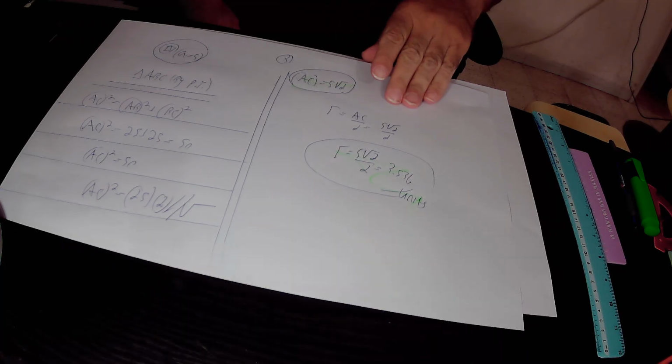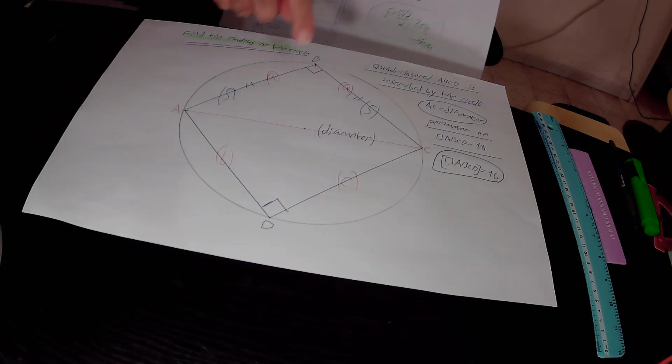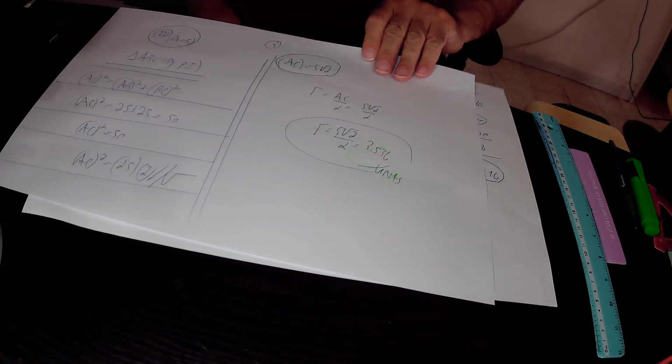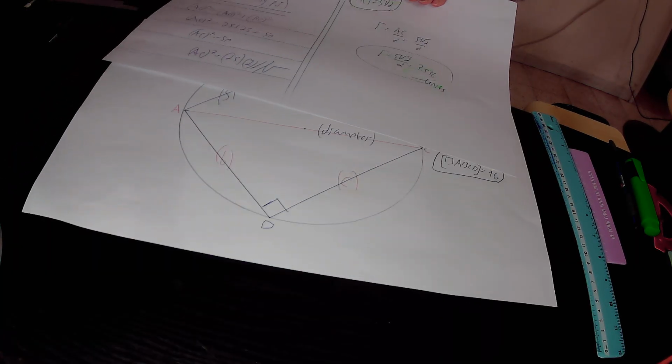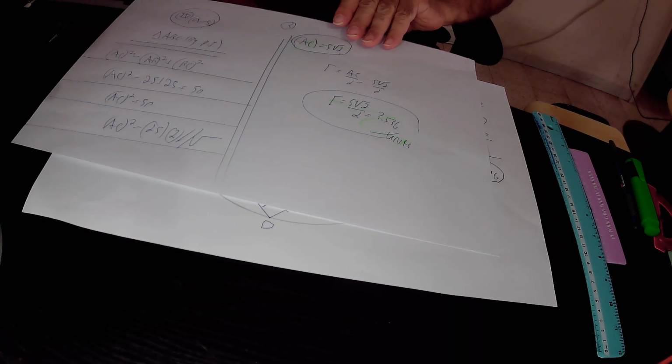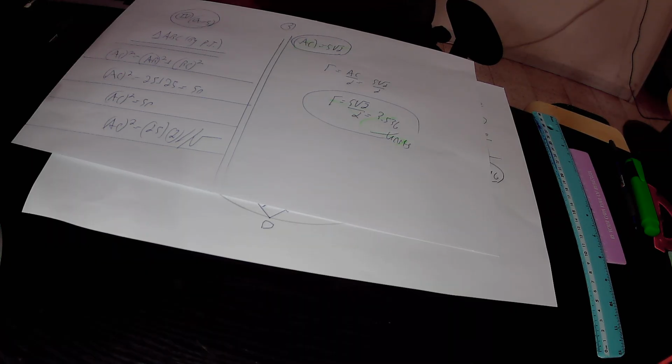So the radius of this circle, that is the radius that we are looking for in this question, is equal to 5 times square root of 2 over 2 units. In terms of numbers, the radius of this circle is equal to 3.536 units.